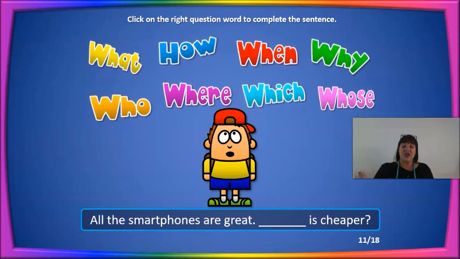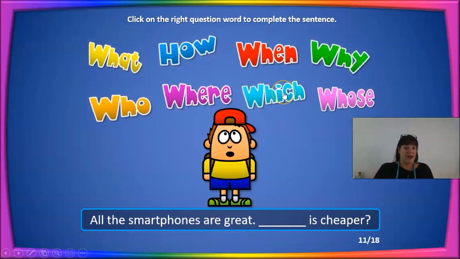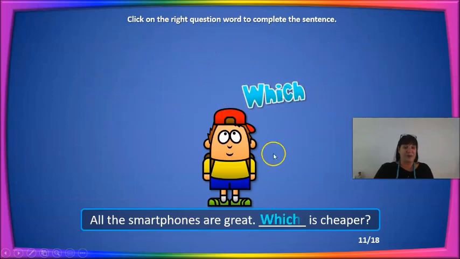And the answer started first. All the smartphones are great. Now we're going to say, blank is cheaper. What is cheaper? Who is cheaper? How is cheaper? Where is cheaper? When is cheaper? Which is cheaper? Why is cheaper? Whose is cheaper? I also think it's which is cheaper. Which is cheaper? All the smartphones are great.